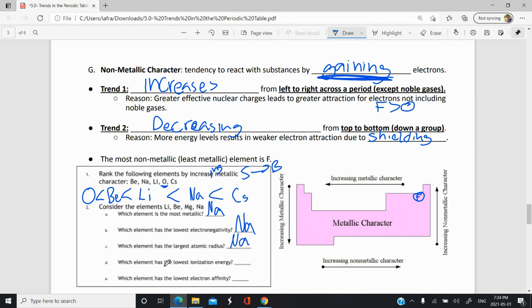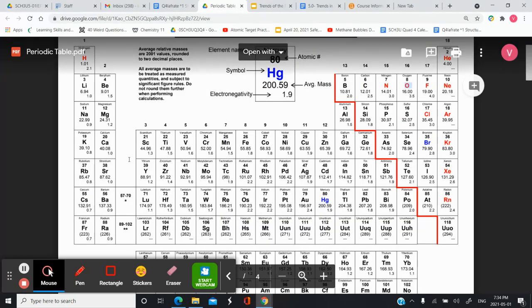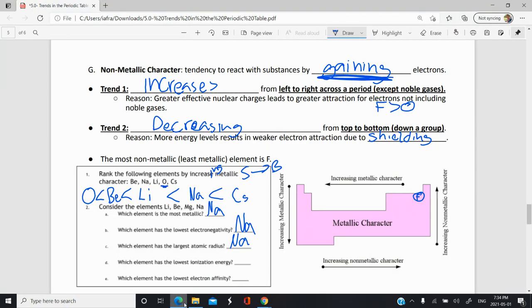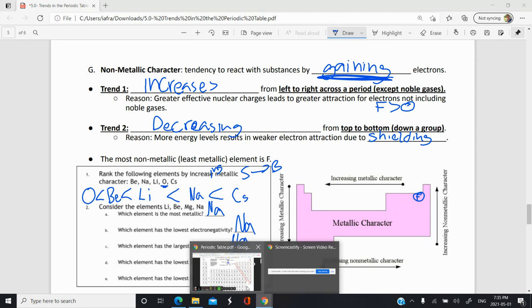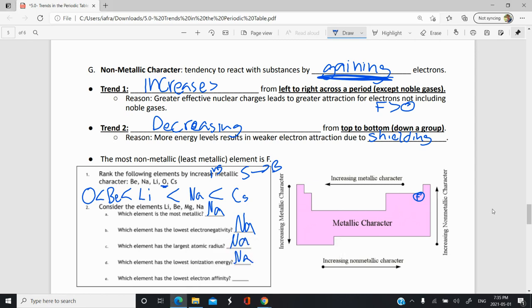And then which element has the lowest ionization energy? Ionization energy increases towards the right. So it wouldn't be beryllium and magnesium. We'd be comparing between lithium and sodium. So it looks like ionization energy would decrease as you go down because there's more shielding. So sodium would have the lowest out of all those. So once again, sodium wins the game here, having the lowest ionization energy. And which one has the lowest electron affinity? Well, affinity follows the same trend. So that's again going to be sodium.